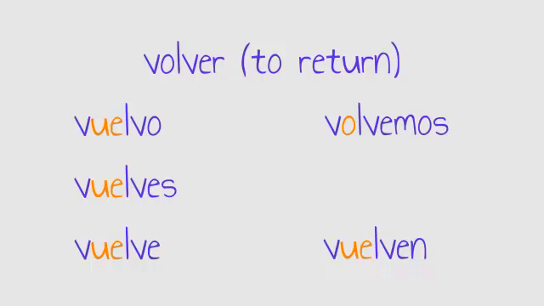You just have to memorize it. You have to remember that volver, you don't say volvo, volves, volve. You have to change that O to UE. You just have to remember. And with practice with these words, you'll start remembering which ones are regular and which ones aren't.